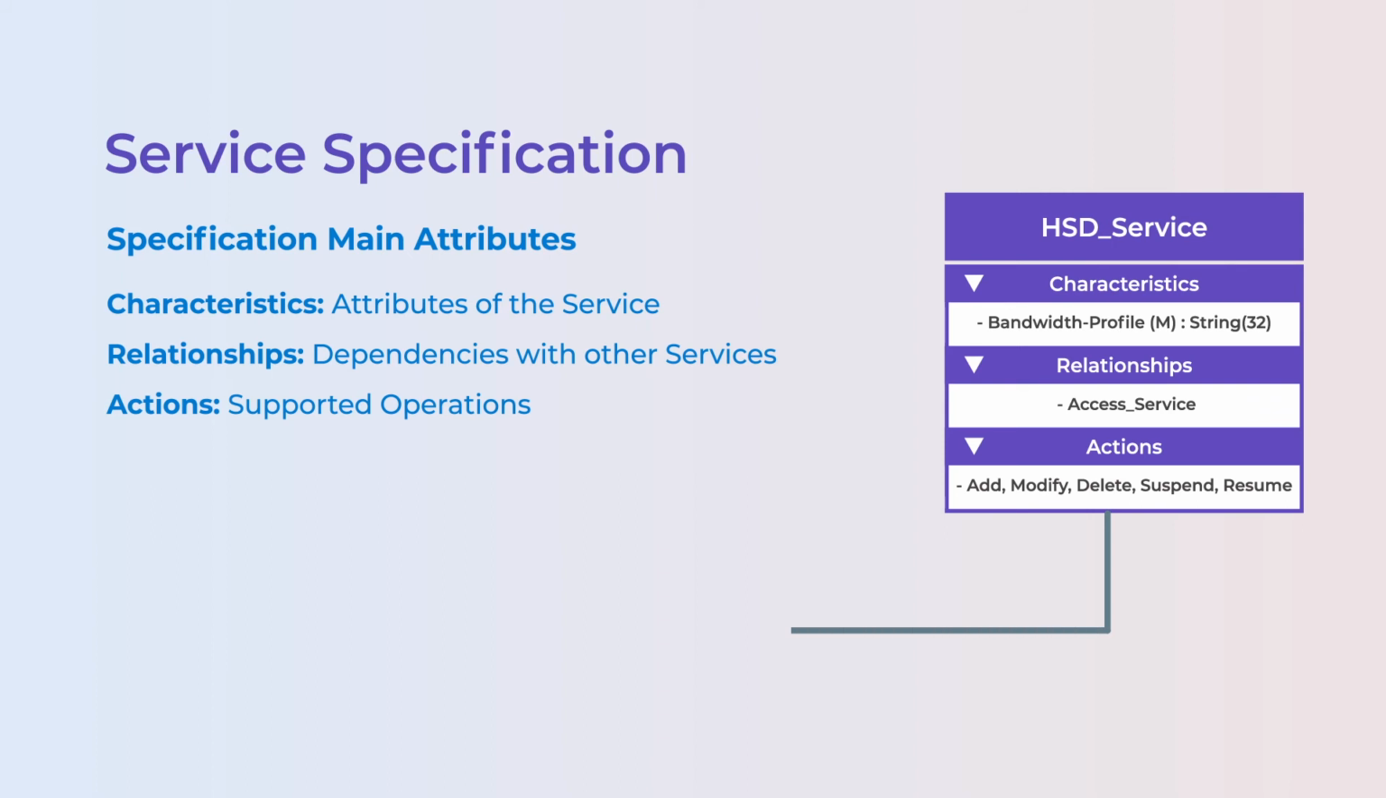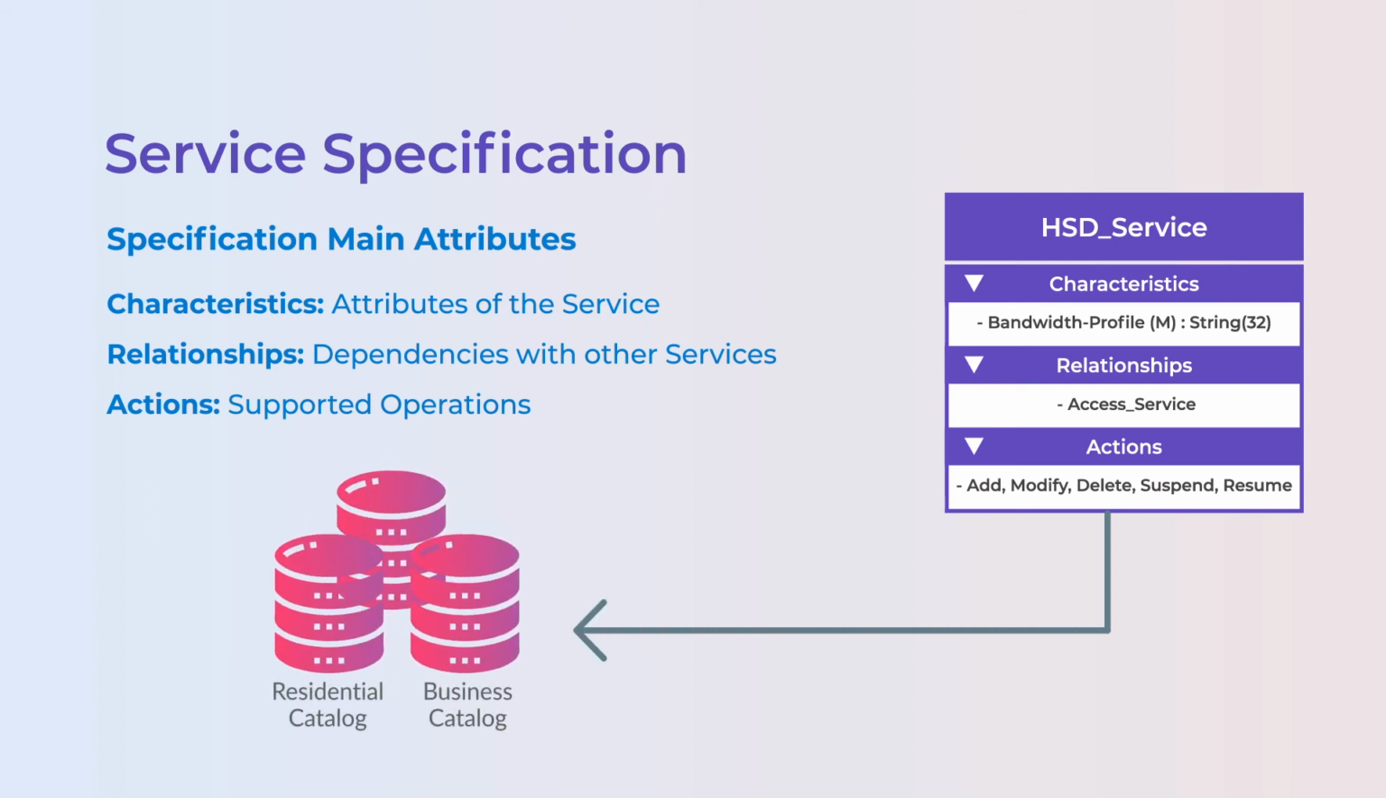You can associate service specifications to multiple service catalogs. The service specification doesn't have to be assigned to a catalog, but it is a good practice to keep the configuration organized. For instance, you can have one catalog for residential services, another for small business, and another for enterprise.